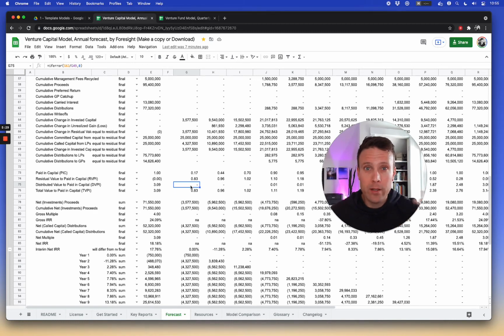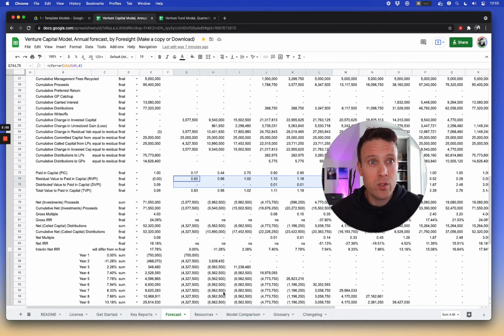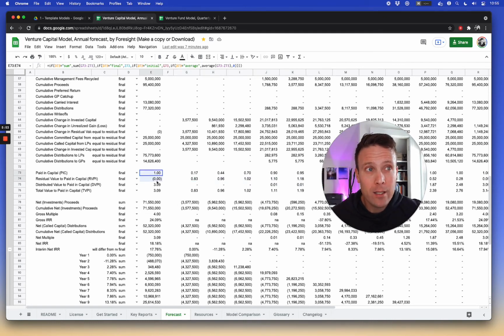And similar to the other multiple metrics, I typically calculate them over each period so I can see how they change. The key is that RVPI will start going up over time. DVPI will remain zero until you start to see distributions. Residual value will go up, and then it'll go back down to zero. Once you completely exit, there's no residual value left in the fund, so RVPI goes to zero. So at fund exit, your total paid in capital is equal to the total committed capital in the fund, and DVPI is going to be equal to TVPI.